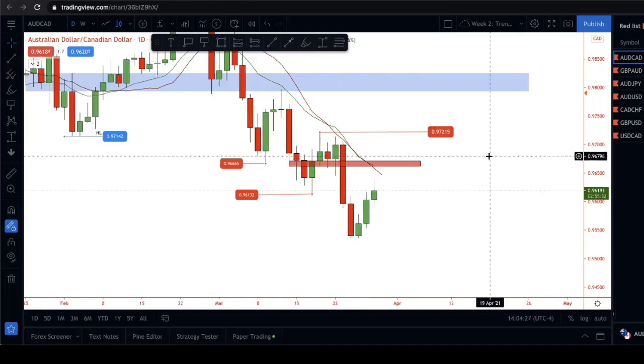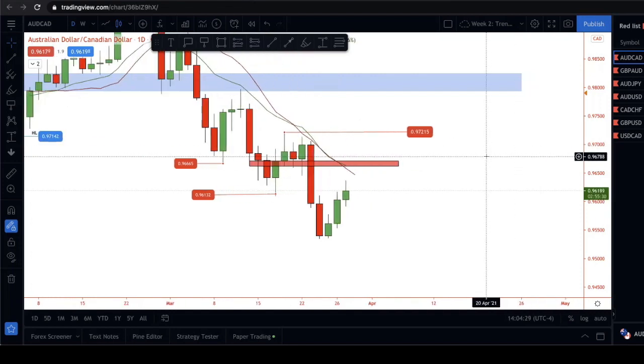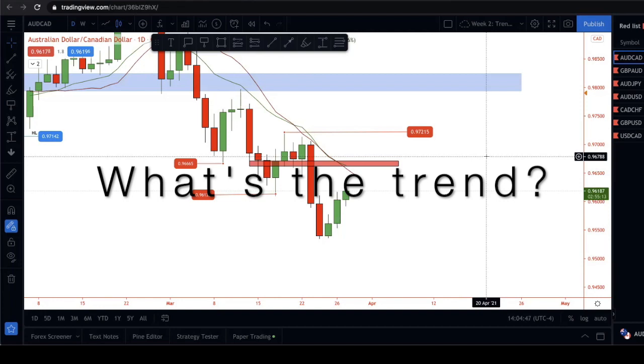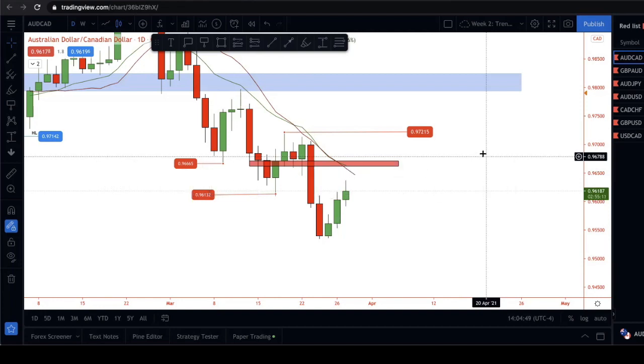So if I were to ask you right now, just looking at this per the daily time frame, and by the way, if you guys do not know, I am a swing trader, which means I look at trades from higher time frames. So if I were to ask you what is the trend of the currency pair on this particular time frame, what could you tell me? I'm hoping that you're going to say downtrend.